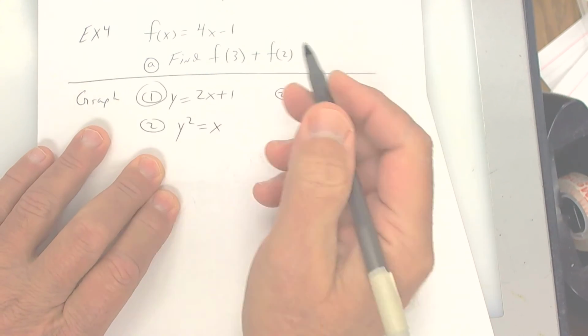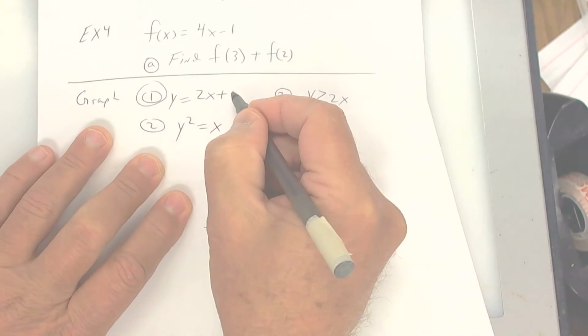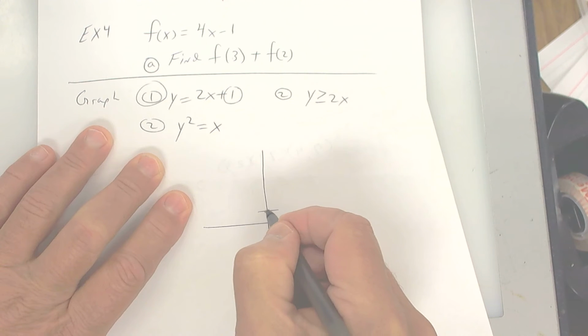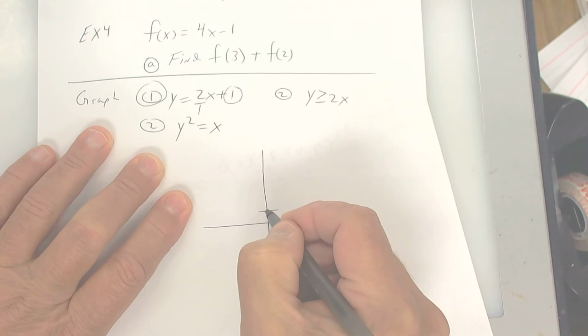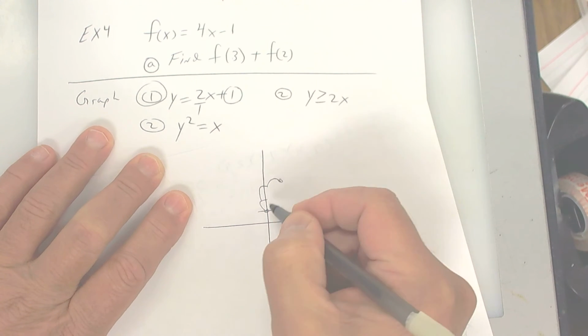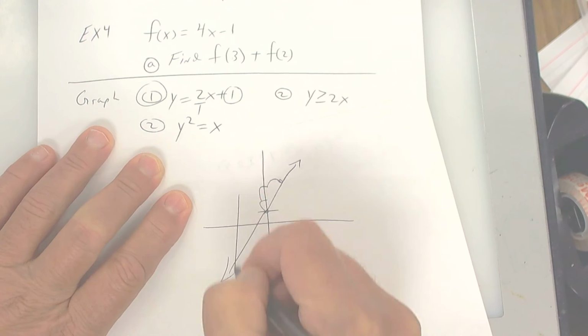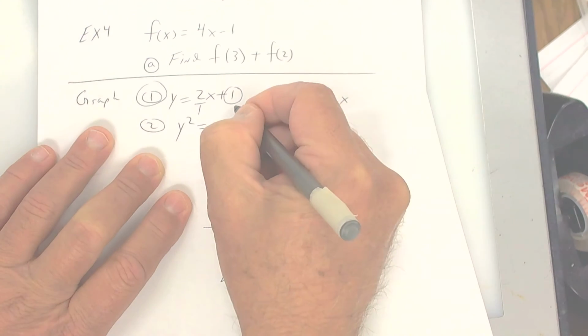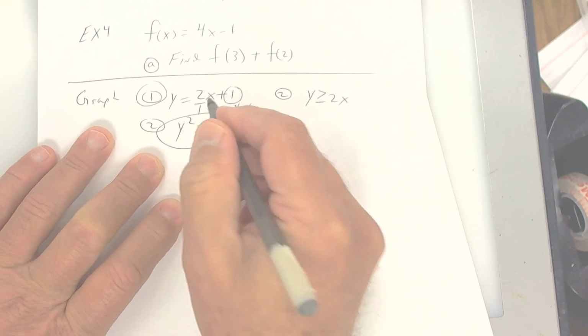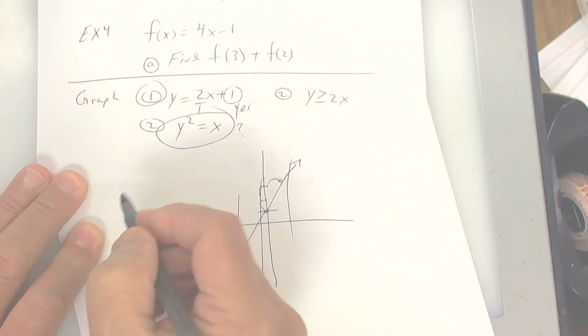Is this a function? Well, let's graph it. Your y-intercept is 1, so go up 1. Your slope is up 2 over 1. It's a line, so the vertical line test, it is a function. This one's a yes. This one right here, it's a sideways.